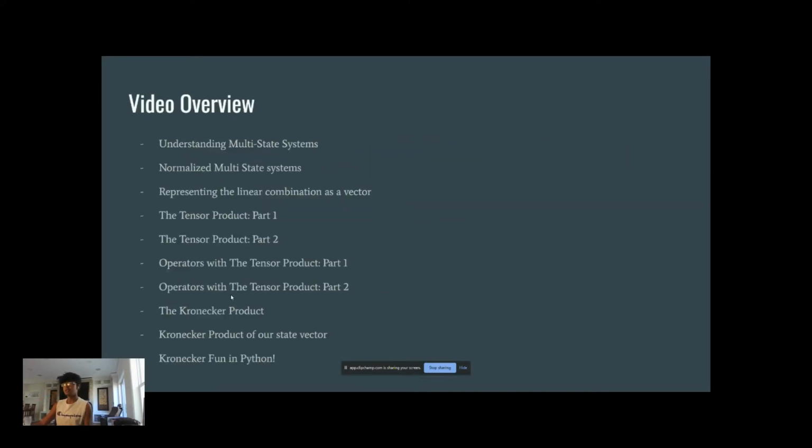Before we go further, why don't we do a quick overview? We're going to be understanding multi-state systems and how to normalize those multi-state systems. Then we're going to represent the linear combination as a vector in Python. We'll follow that up with the tensor product, then the operators with the tensor product, and then the Kronecker product and the Kronecker product of our state vector, and we're going to have some Kronecker fun in Python.